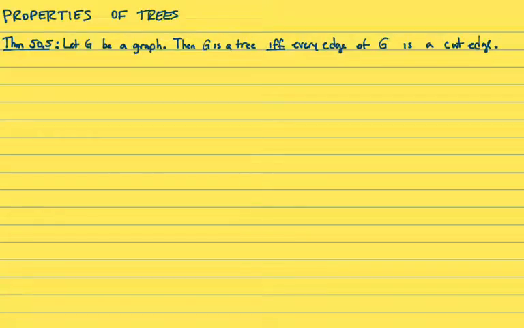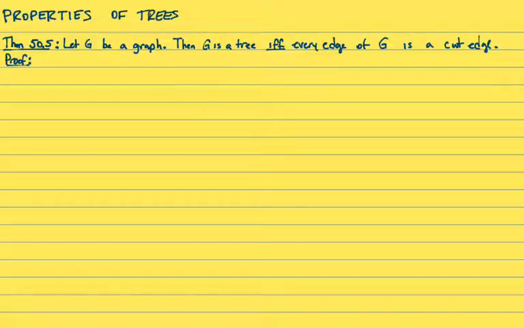Remember that a cut edge is an edge that, when you remove it, increases the number of components of a graph. Now, since a tree is connected, and if you remove a cut edge you're going to increase the number, that means the resulting graph that you get when you remove an edge from a tree is a disconnected graph. So I'm going to use that to make my proof.